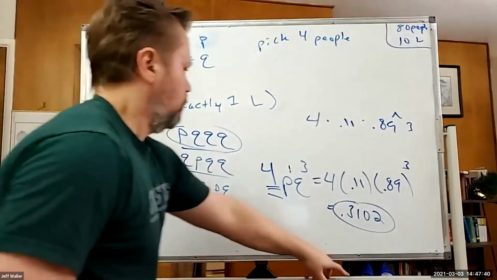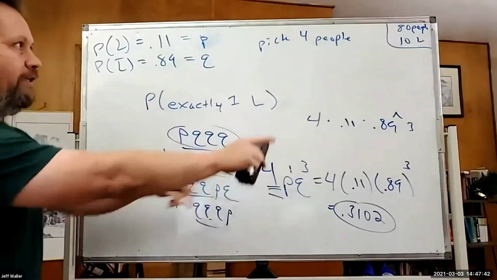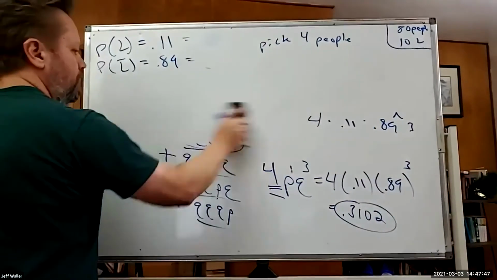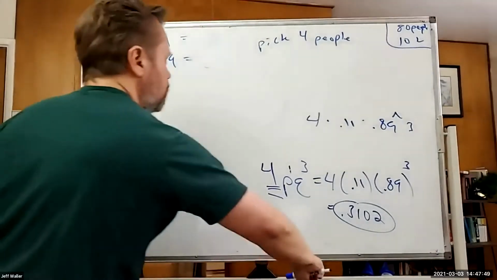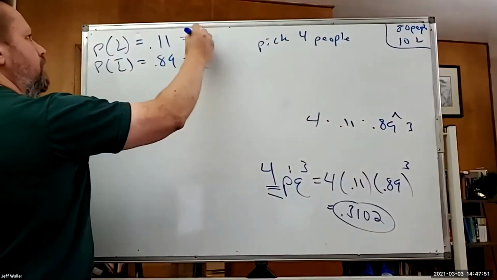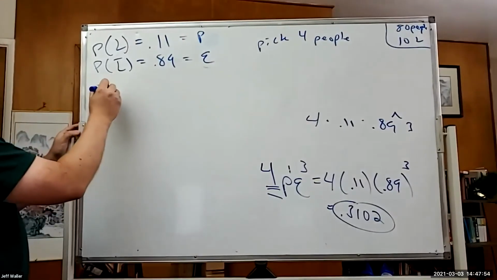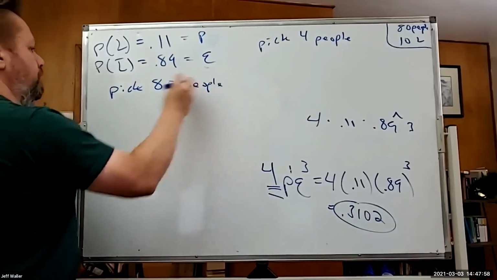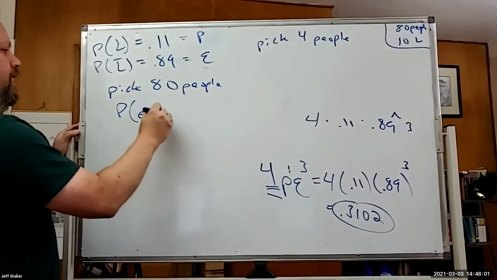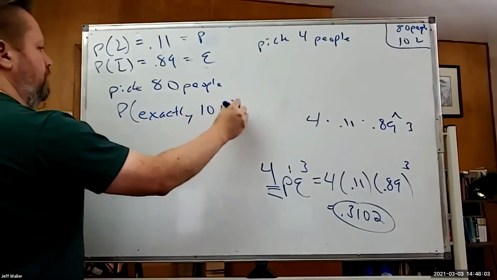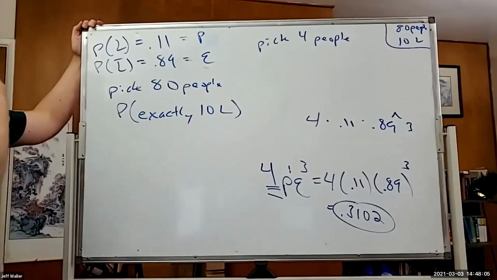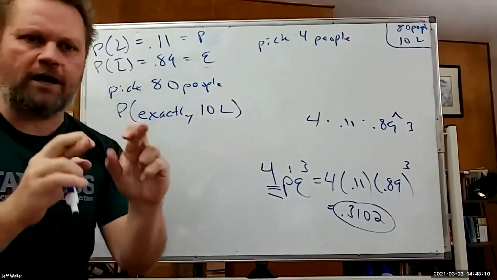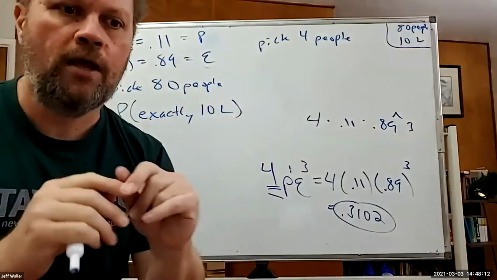Okay, all right. So let's look at that. All right, now watch. If I want, so now I pick 80 people. What's the probability that I get exactly 10 left-handed people? I think this should work. The calculator should not freak out about this. So let me show you.